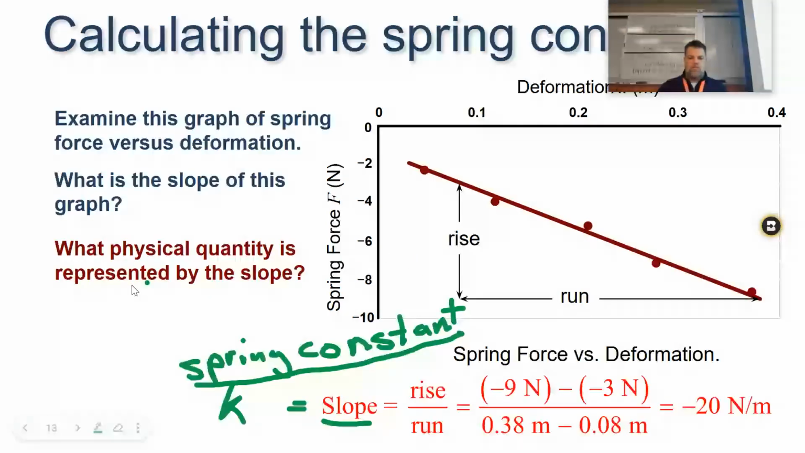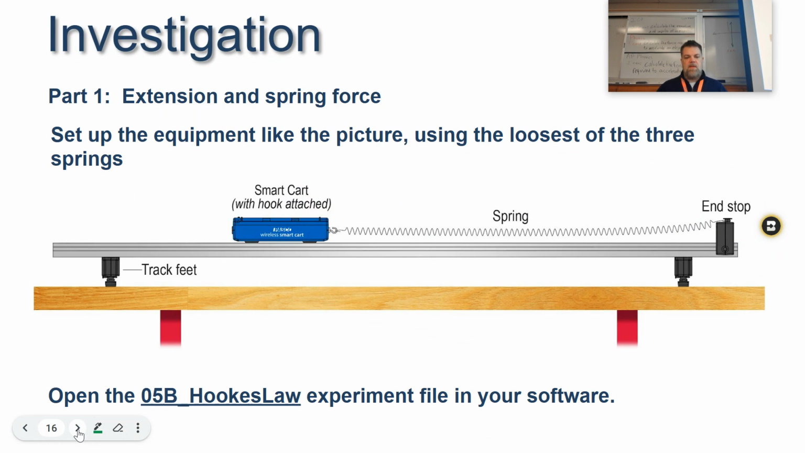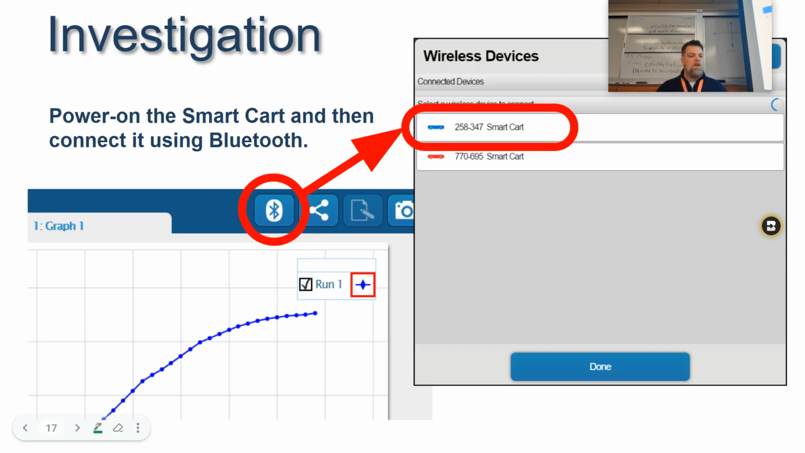All right. Let's see the next slide here. You don't have to write this down. The magnitude of the slope is the force that's exerted. So we're just going to skip past that. Yep. So we're done with that.